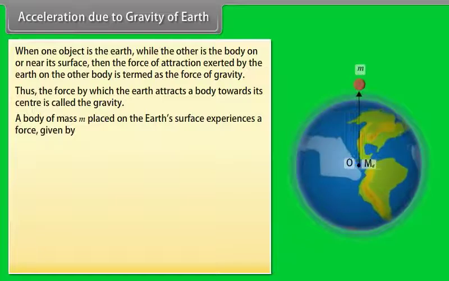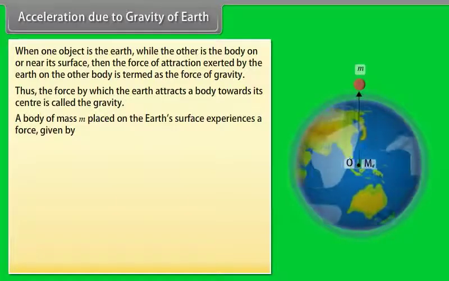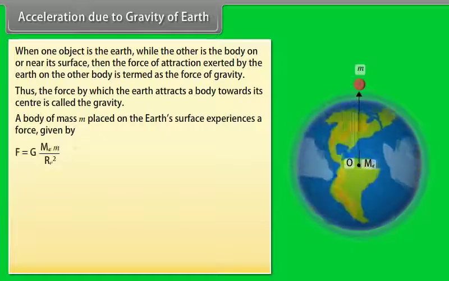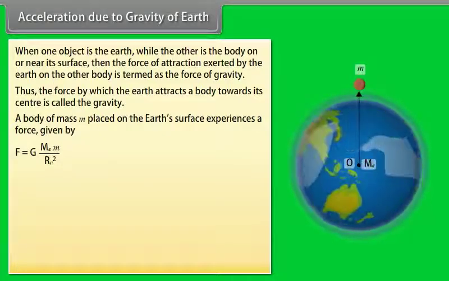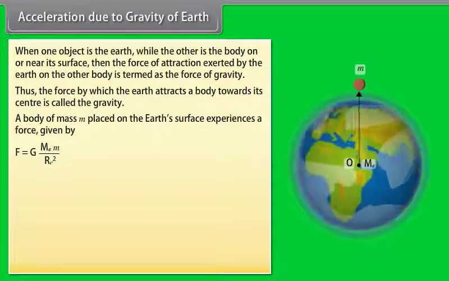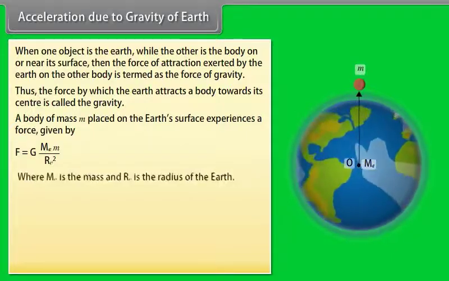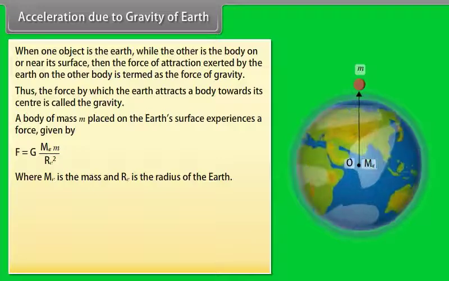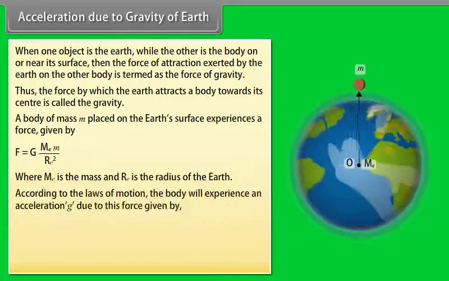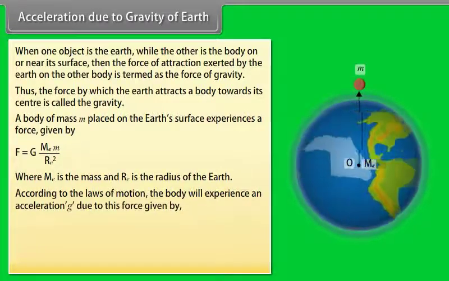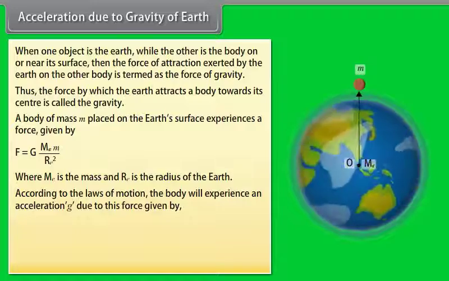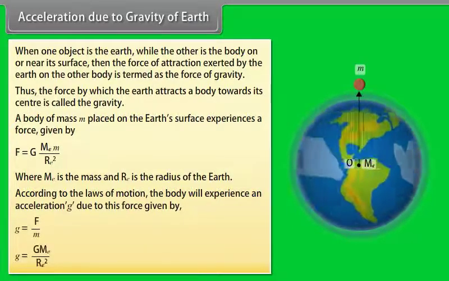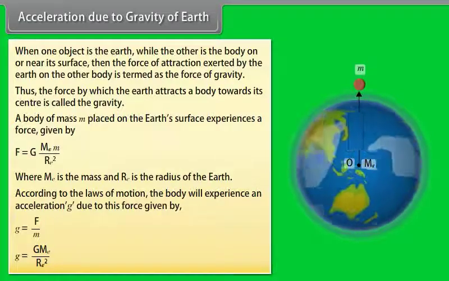A body of mass m placed on the Earth's surface experiences a force given by F is equal to G M_E m upon R_E squared, where m is the mass and R_E is the radius of the Earth. According to the laws of motion, the body will experience an acceleration g due to this force, given by g is equal to G M_E divided by R_E squared.